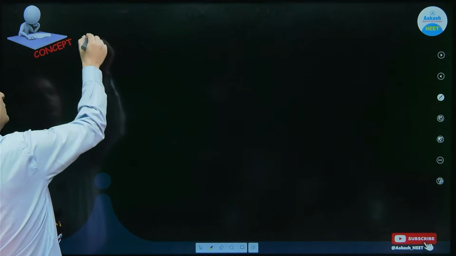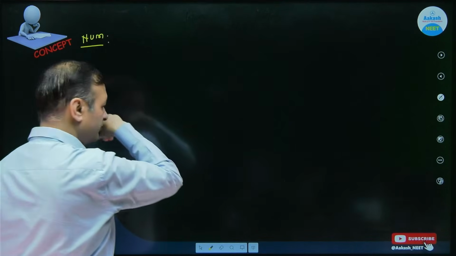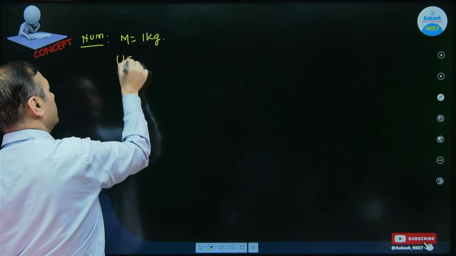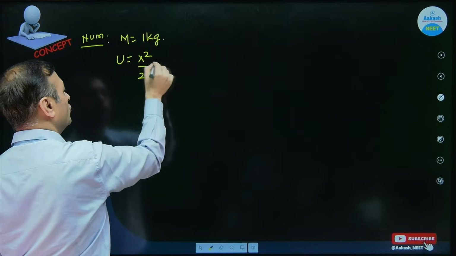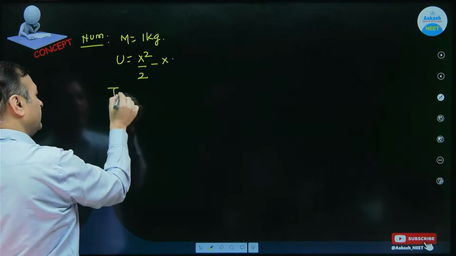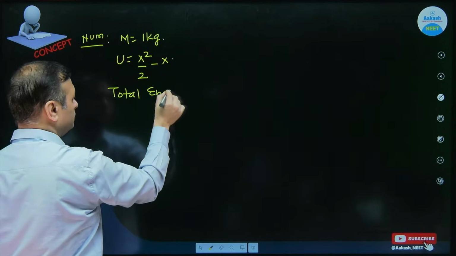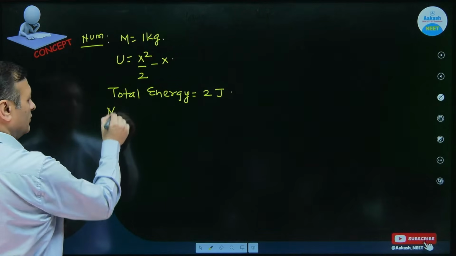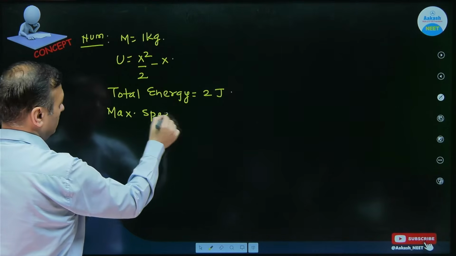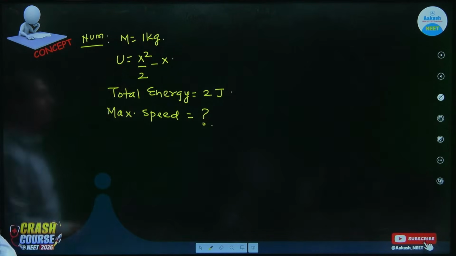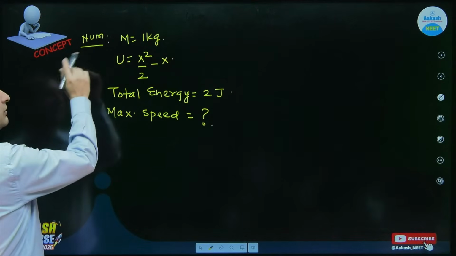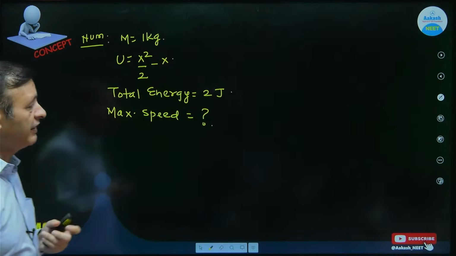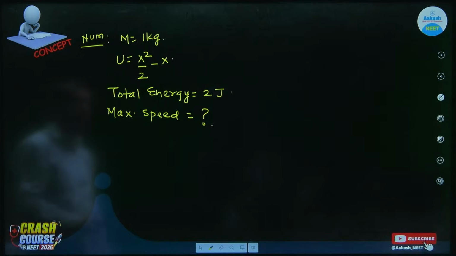Now let's pick a numerical. Let's suppose I keep the mass as 1 kg and the potential energy as x square by 2 minus x. If I say the total energy of the body is 2 joules, what is the maximum speed of the particle? So this is a very important question, and this is one of the important formats we have for the NEET. So this is like a PYQ. So this is the question.